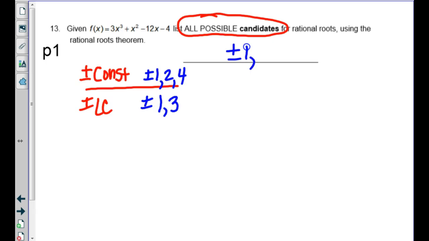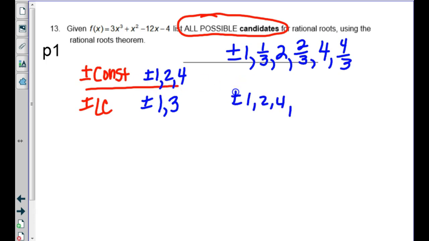So if we put 1 over 1, we get 1. If we put 1 over 3, you can do it any order you want. Okay, 2 over 1, 2 over 3, 4 over 1, and 4 over 3. You definitely could have put them all over 1 first. You could have gone 1, 2, 4, and then gone back and put them over 3. I don't care. Any questions? It's the same list, right?